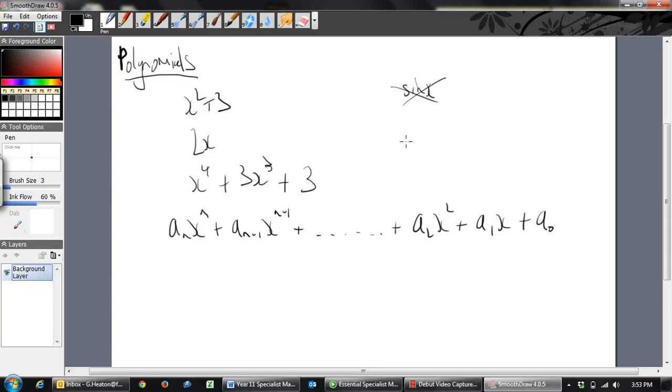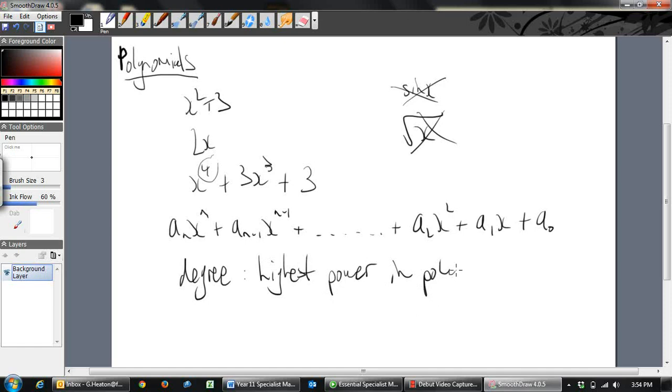Other things might be the square root of x and things like that. These are not polynomials, okay? So it has to have the form of integer powers, to the power 4, 3, 2, 1, etc. So that's a polynomial, and the degree of a polynomial is just the highest power. So it's just the highest power in the polynomial.